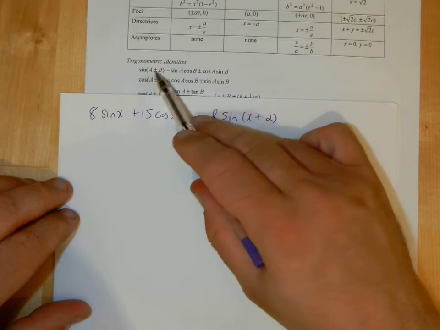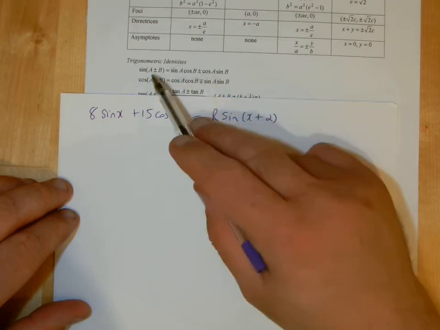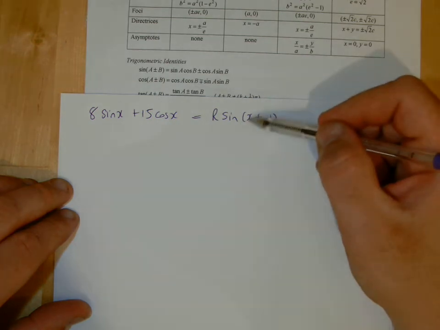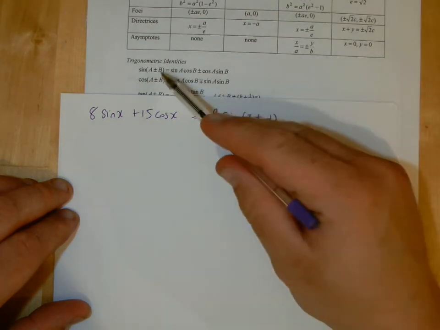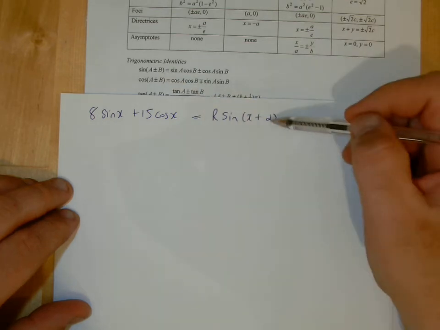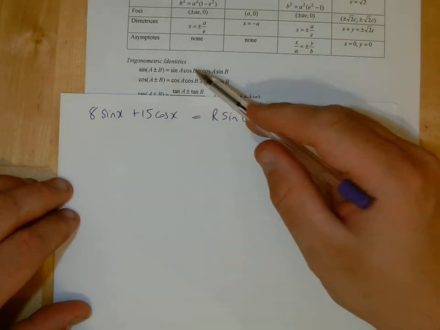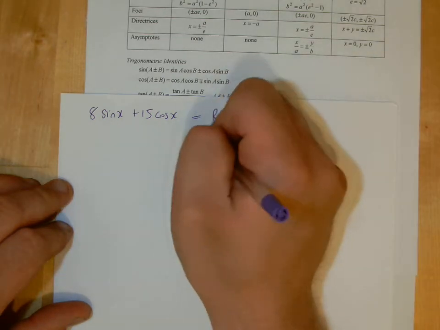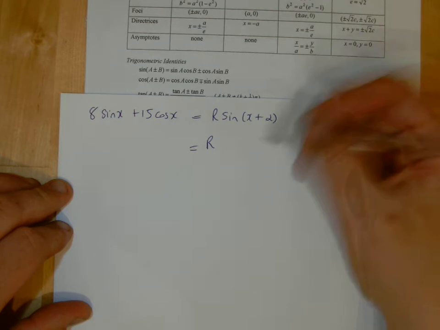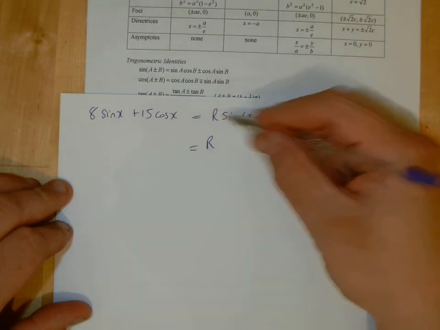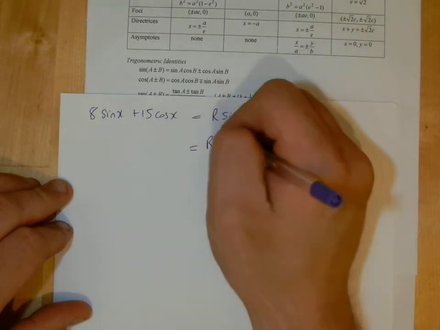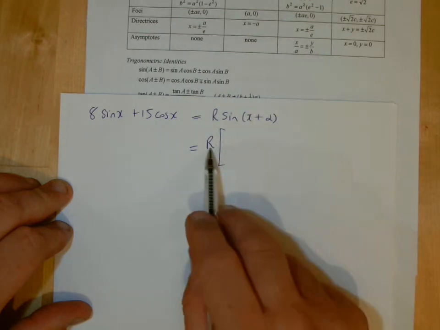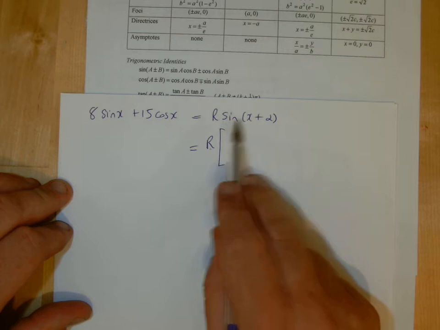So you've got your sine A plus or minus B. In this case, your A would be what x is going to become, and your B is what alpha is going to be. So we've got an r in front, so don't worry about that. Just keep the r there, because r is just multiplying. And I'm going to do a square bracket because r has got to multiply it. Now sine x plus alpha.